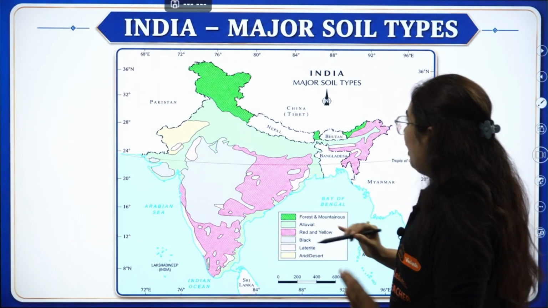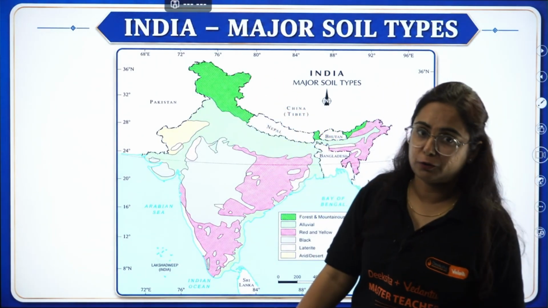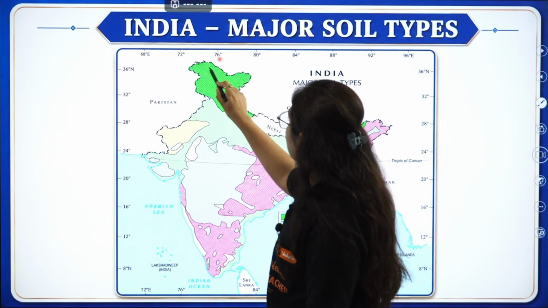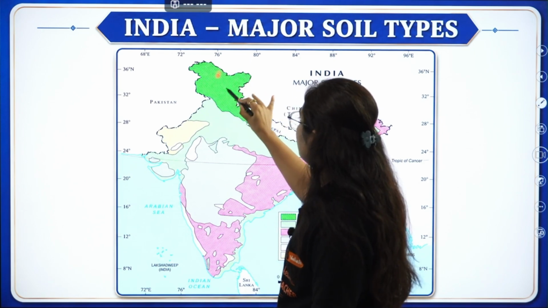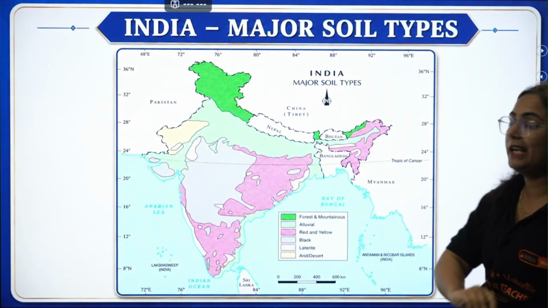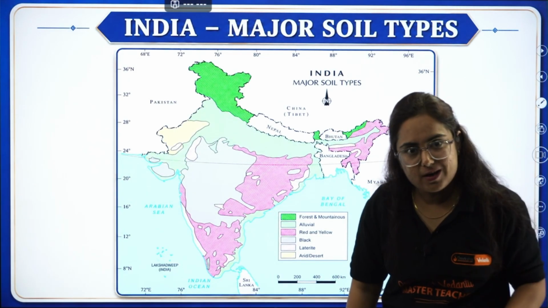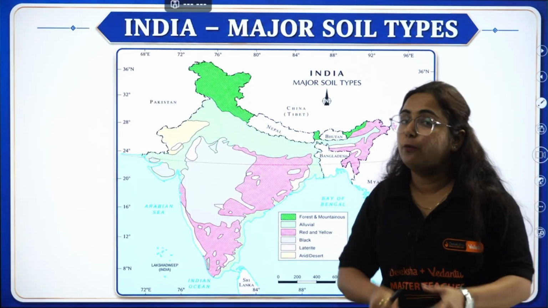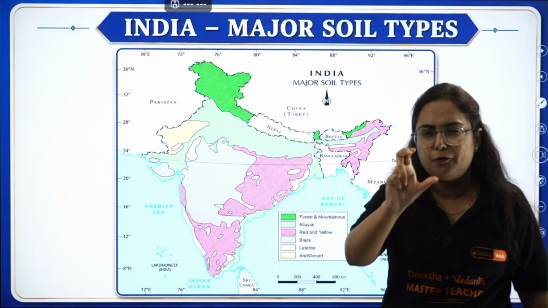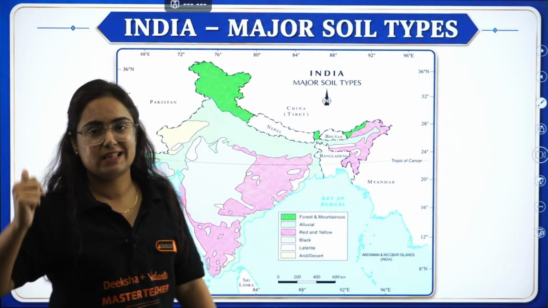Now we will start from north of India. In this particular area of India, which you can see as dark green right here, are the mountains. Here in the mountains there will be forest for sure. So which type of soil is there? Forest soil, or we can also call it mountainous soil.